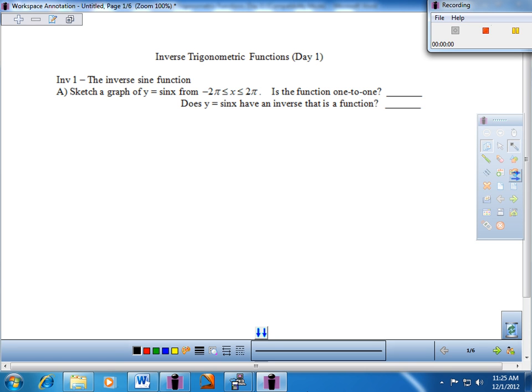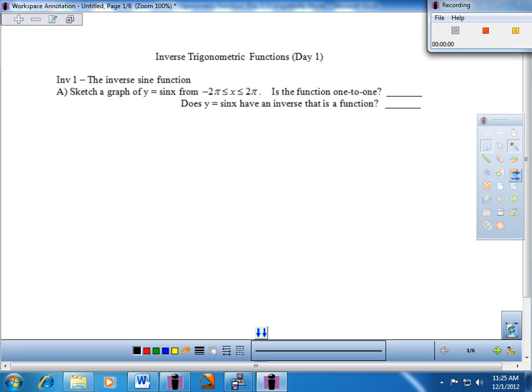And so what we have just finished is exploring the 6 trigonometric functions: y equals sine of x, y equals cosine of x, y equals tangent of x, y equals cosecant of x, y equals secant of x, and y equals cotangent of x. And we looked at a lot of application and all the characteristics and so forth.